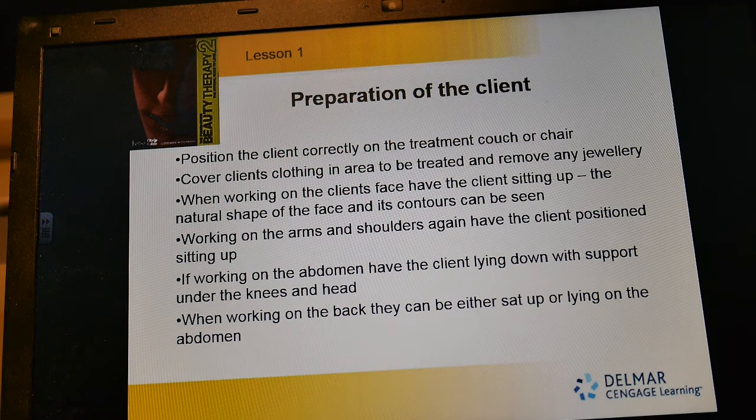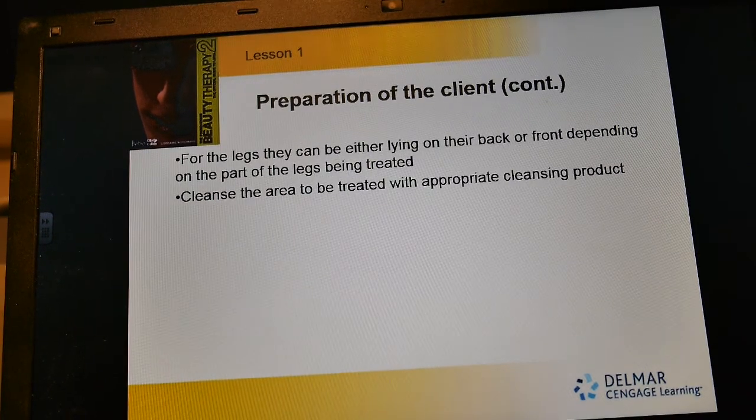You also need to make sure that they're sitting up if you're working on the arms or shoulder area. However, if you're working on their stomach or abdomen or torso, you need to make sure the client's laying down with maybe support under their knees and their head as well. When you're working on their back, they need to either be sitting up or laying on their stomach. When it comes to legs, they can either be lying on their back or front, depending on what part of the legs are being treated.